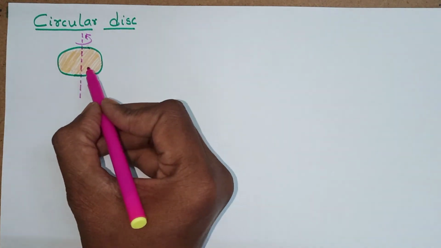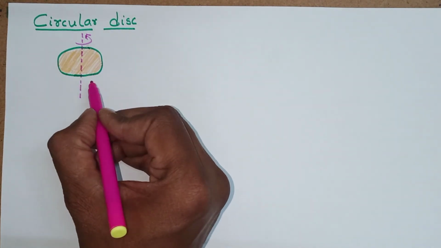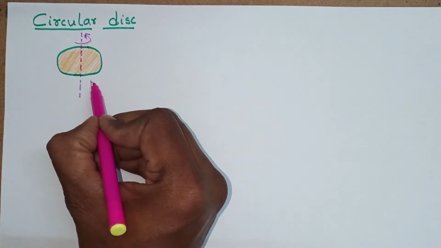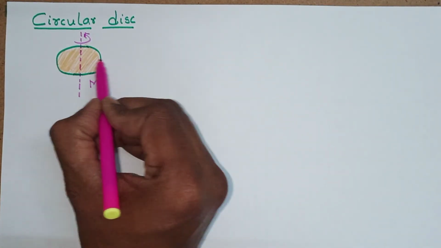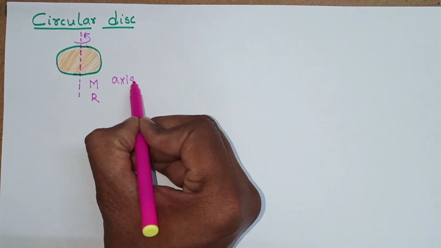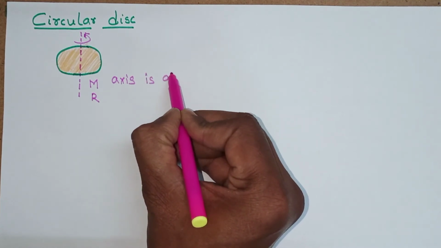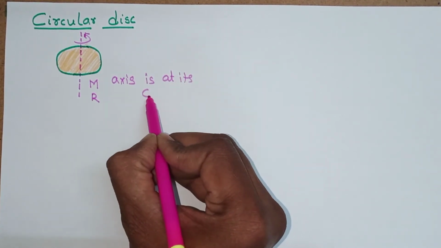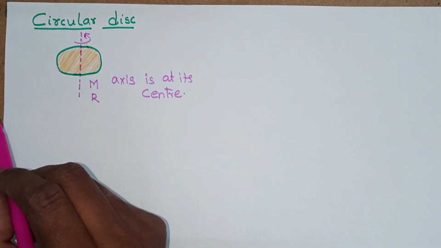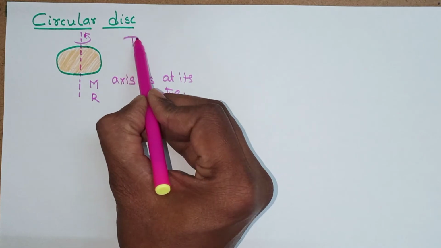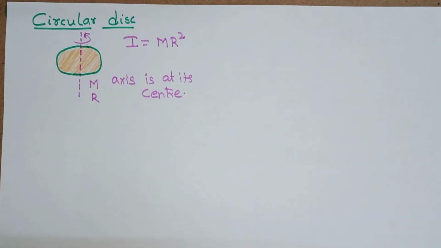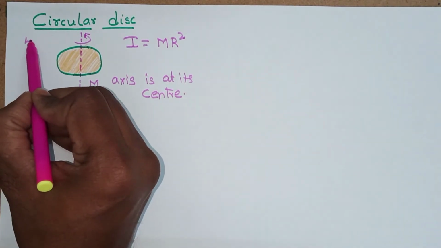We consider a circular disc, just imagine a CD. A mass m is there and radius is r and the axis is at its center, right? Now what is the moment of inertia? Moment of inertia is m r square by 2. This is number 4.